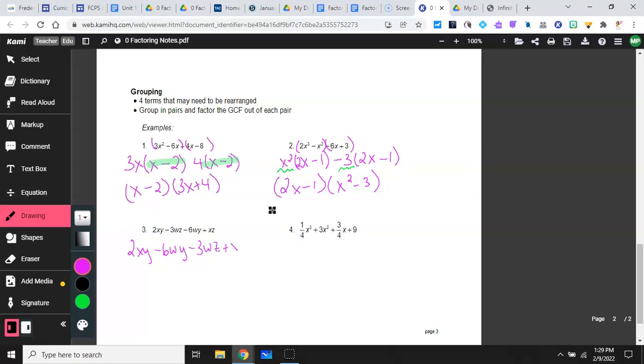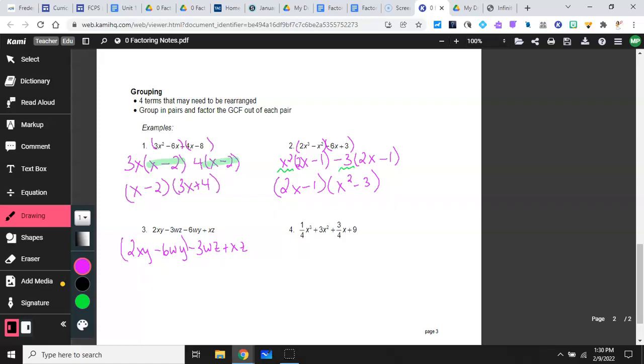You really could put any of them in whatever order you want to. As long as you keep the correct sign in front of them, it doesn't matter if you put this negative 3wz at the beginning or at the end or wherever. You can do whatever you want so that you can get something that works.